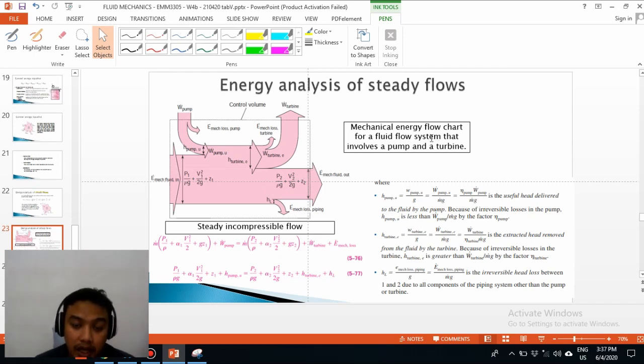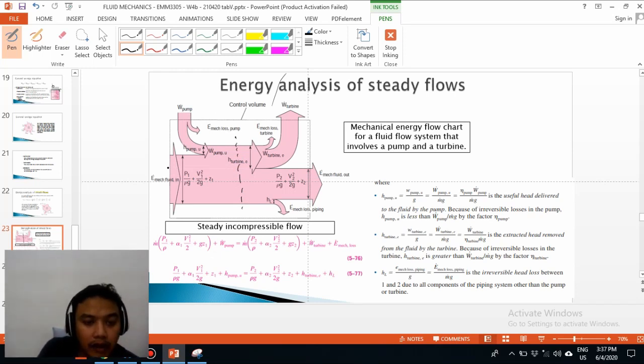Okay, this is an example of a mechanical energy flow chart for a fluid system that involves a pump and turbine. If you can see here, we can divide it into two. The left side is all the energy going in. For example, we will have the water pump energy. We also have the energy of mechanical fluid. And the right side is the output. Based on this formula, the mechanical energy in plus the work by the pump is equal to the turbine energy, plus mechanical fluid out and also losses.